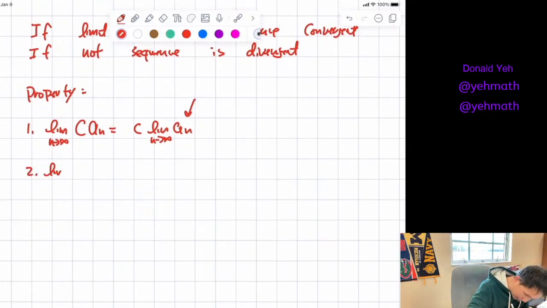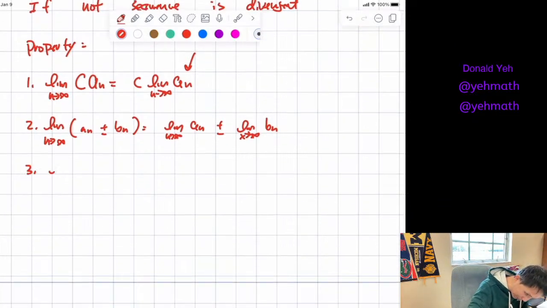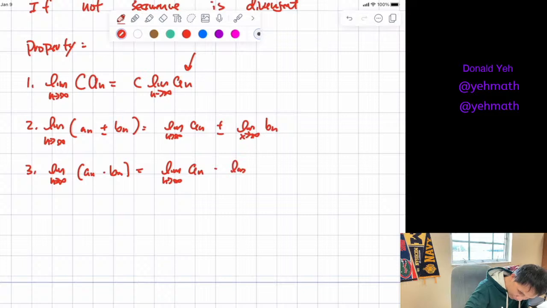Two: the limit as n approaches infinity of a_n plus b_n is equal to the limit as n approaches infinity of a_n plus the limit as n approaches infinity of b_n. They can be minus as well, so plus and minus both work. It can also be times: the limit as n approaches infinity of a_n times b_n is equal to the limit of a_n times the limit of b_n.